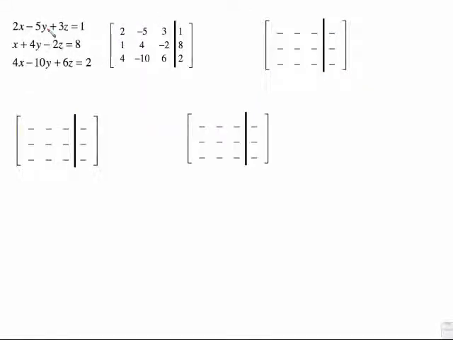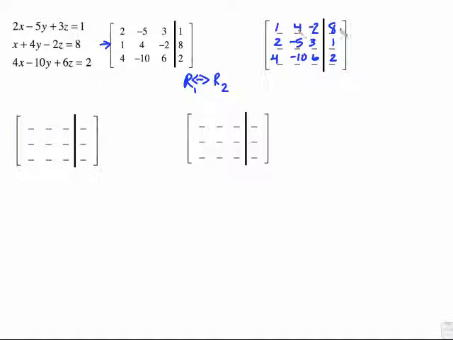Next example, there's my system. I put it in the matrix already, and we know that we need a 1 in this position right here. And I can get it very easily by interchanging row 1 with row 2. Row 1 interchange with row 2. So my top row now is 1, 4, -2, 8. The middle row is 2, -5, 3, 1. The bottom row stays what it was.